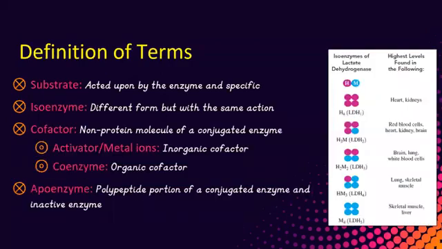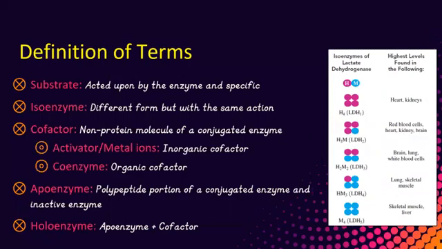Okay, so the following are the terms that we may encounter with our discussion today. Substrate: this one is acted upon by our enzyme and they are specific in nature. We have isoenzyme. Our isoenzymes are different forms of enzymes, but when it comes to function or action, they have the same action. They may differ in size and physical properties, but as to their action, they can offer the same action on a certain molecule.